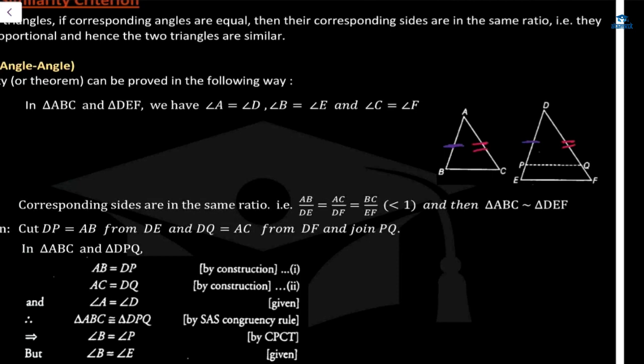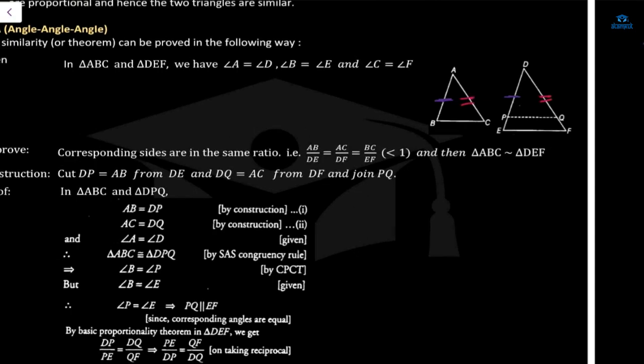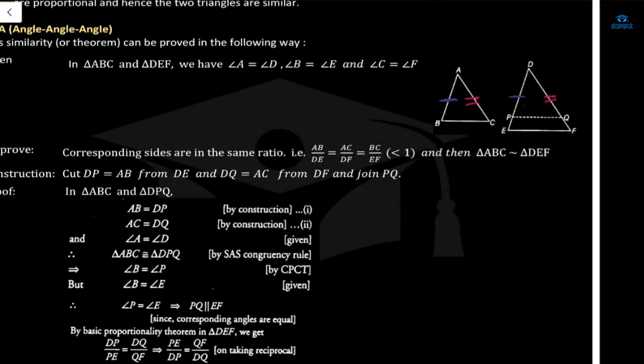Okay, but first right now I'm cutting this, I'm marking these points P and Q in such a way that AB is equal to DP and AC is equal to DQ. Any doubt? Now what we need to prove? We need to prove that they are congruent. That means the AAA criteria is there.